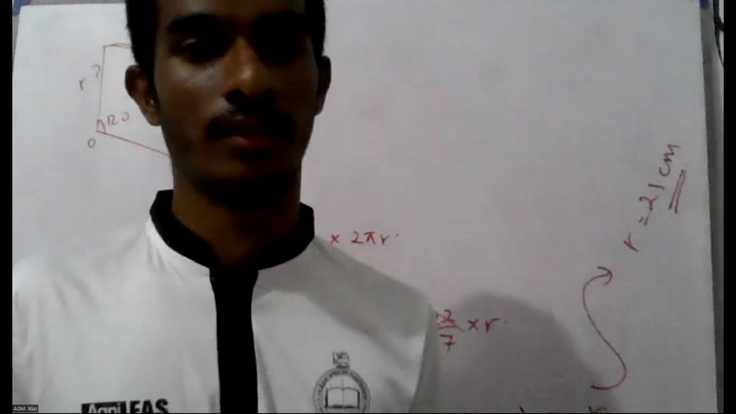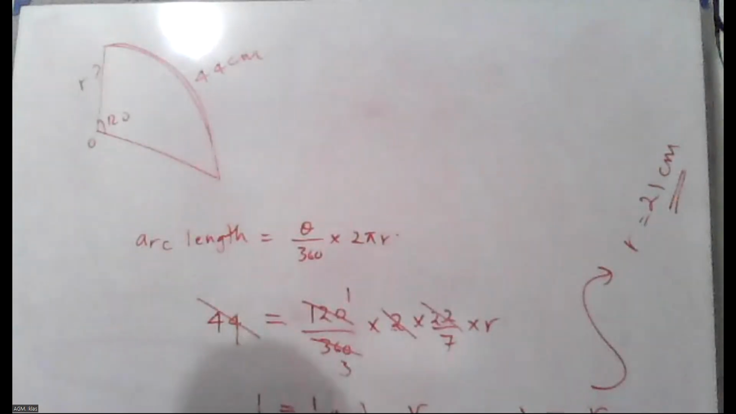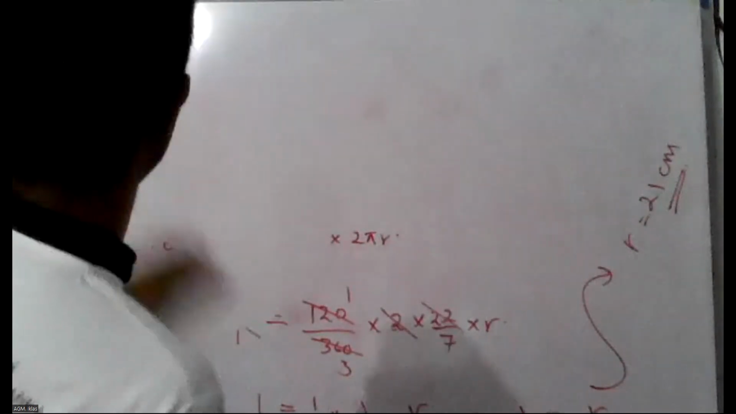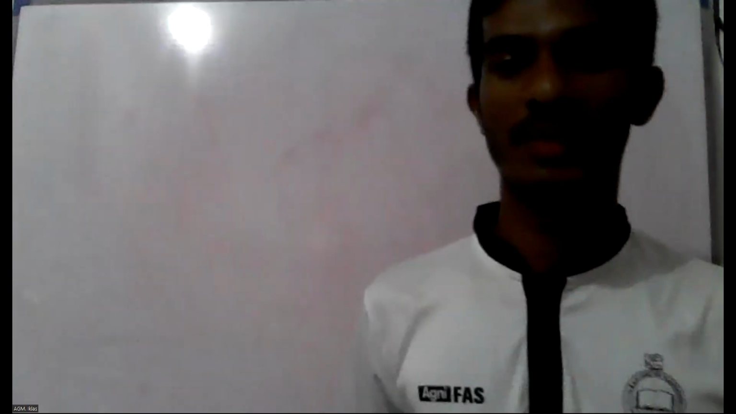Moving to the third question. The arc length of the sector in the figure is 11 centimeter. Find the angle at the center. So we have 3 parameters: the arc length, the radius, and the angle. So they can ask for any parameter. Here, without the angle given, let me take it as theta. This is 9 centimeter and the arc length is 11 centimeter.